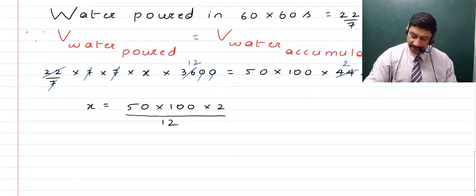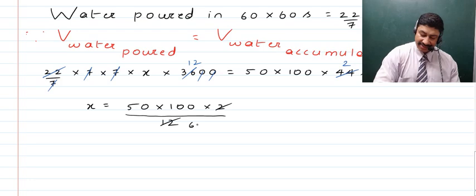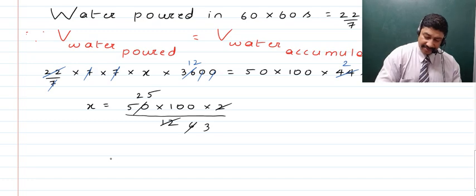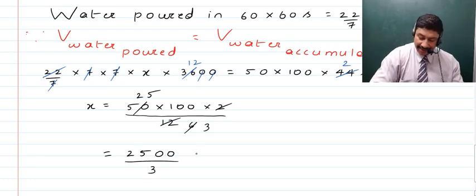Okay, now children, here we get to see that we can very easily cancel off 12 with 2. 2 6s is 12, and then further we can cancel off again 1 part of 2, so that will become equal to 2 3s is 6 and 2 25s is 100. So that thus gives us 2500 upon 3, right? And that is centimeters per second.